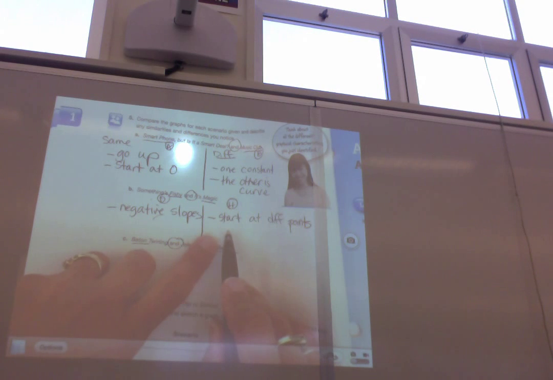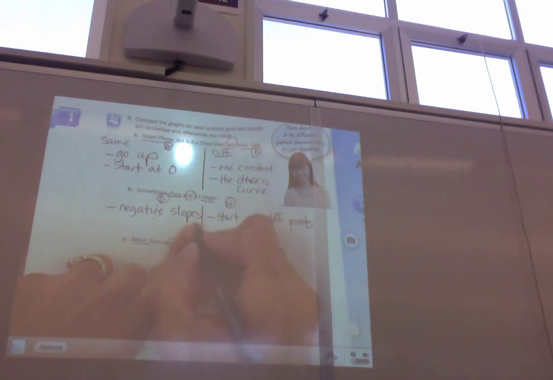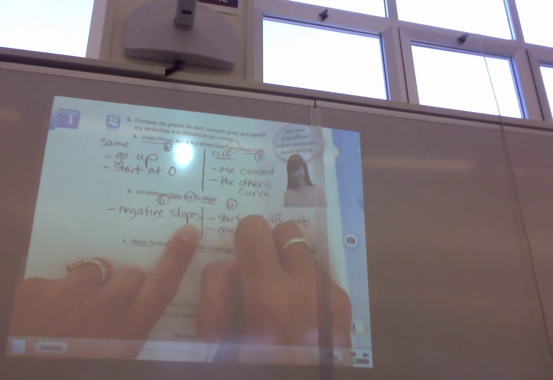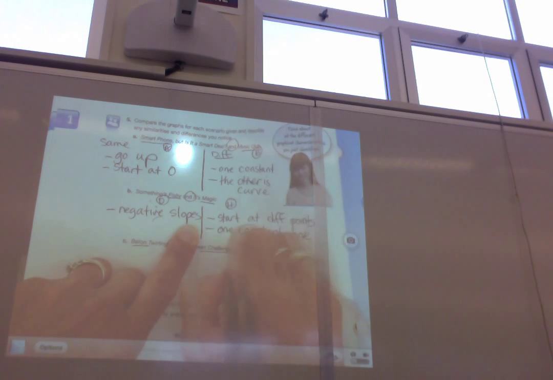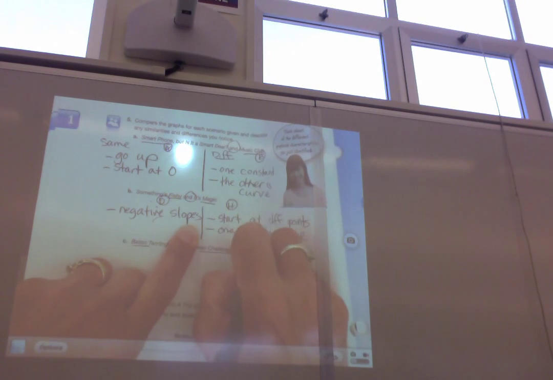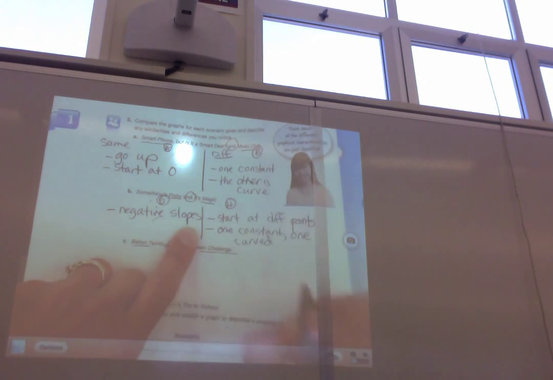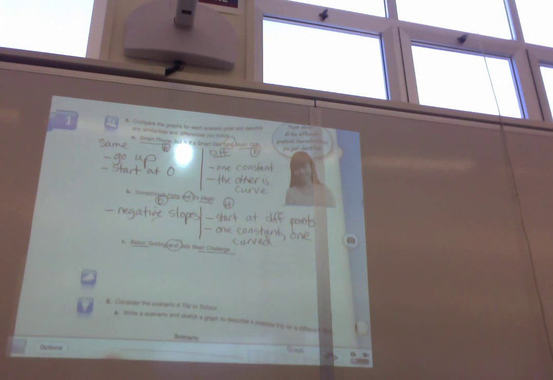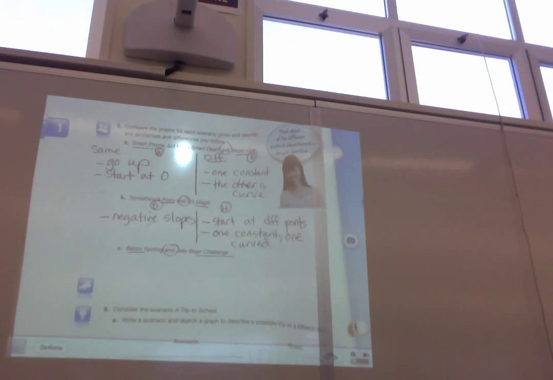What else was something different? Middle two tables. I saw a big, huge difference. Christopher. One was dropping at a constant rate and the other one was curved. One constant rate and one curved. So kind of like A and B, one was a straight line and one had a curve. So there was a change in the rate it was coming down.